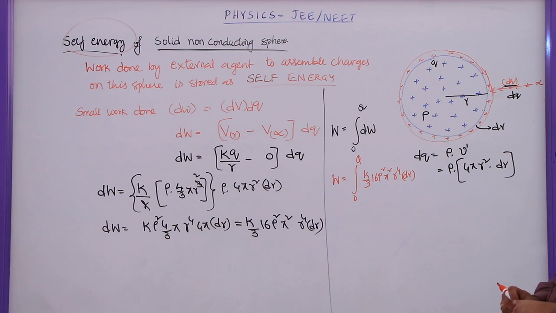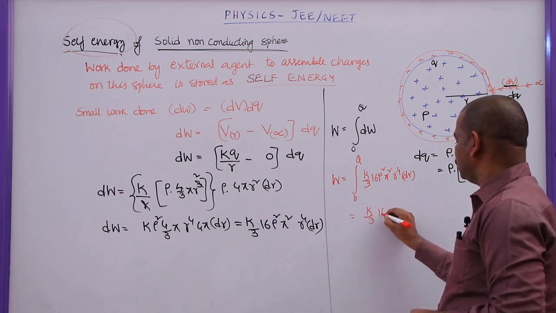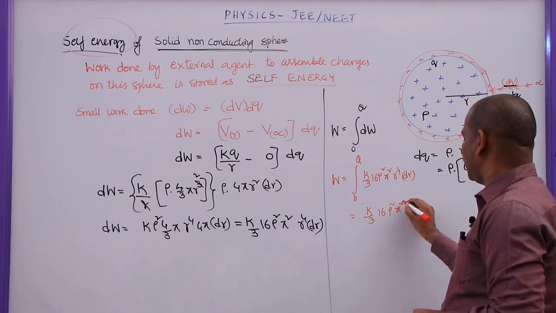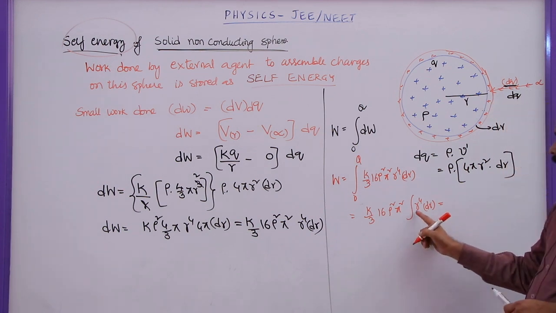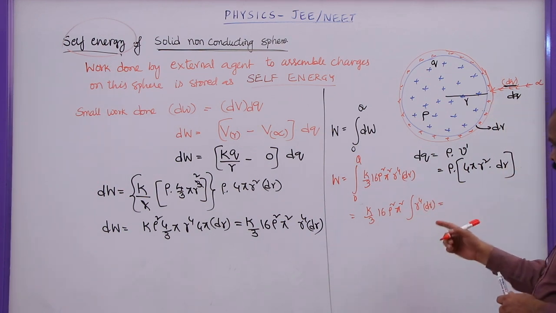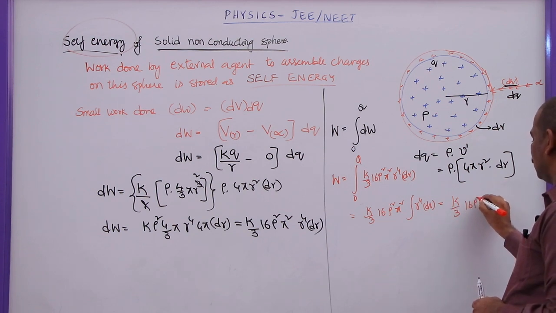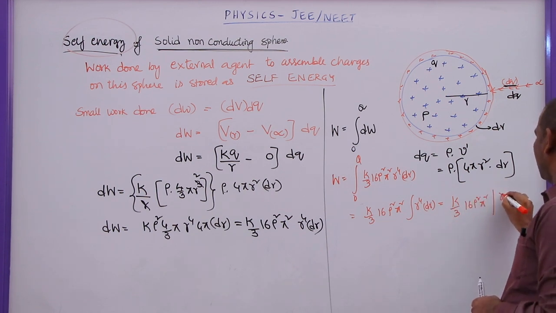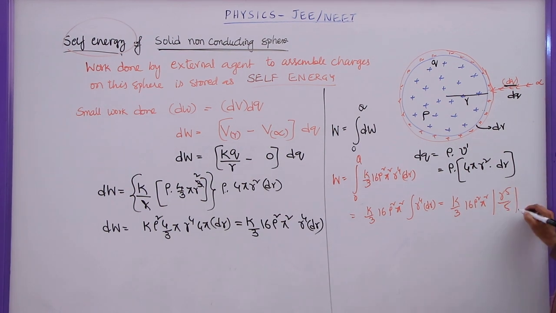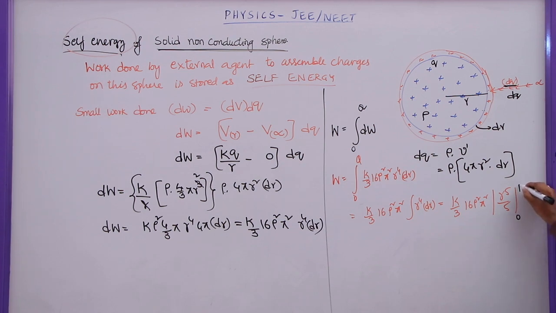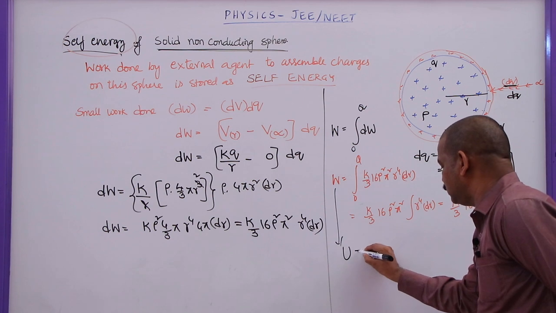So in this equation, what are the constants? Let me bring them outside: k by 3 16 rho square pi square, integral r power 4 dr. So r power 4 dr integrates to r power 5 by 5. So k by 3 16 rho square pi square r power 5 by 5. Here the limits are 0 to capital R.